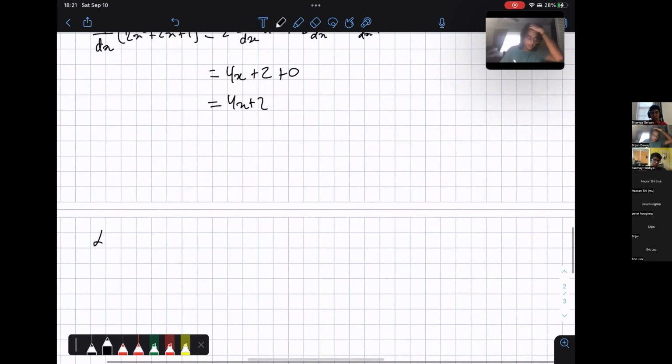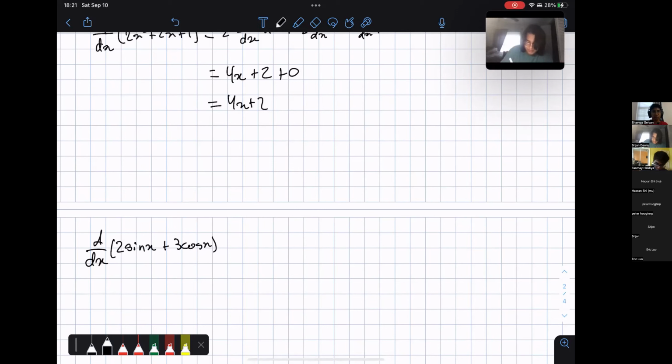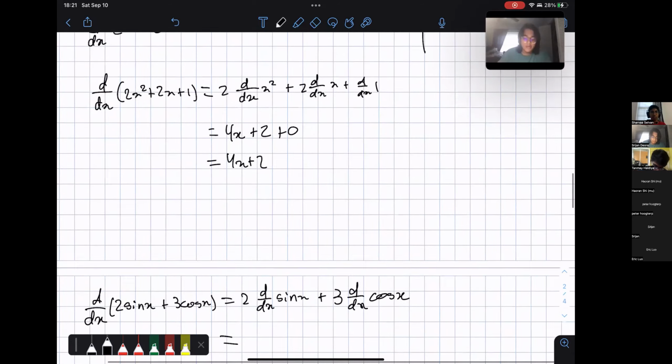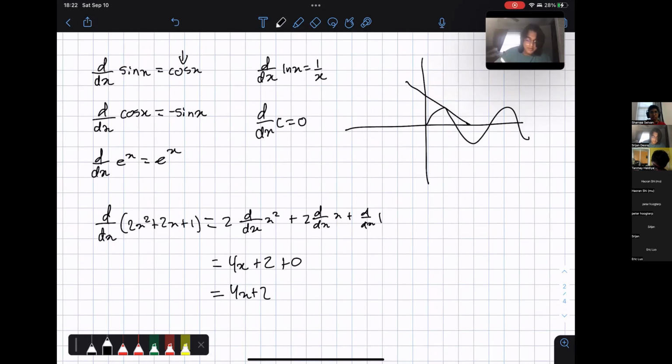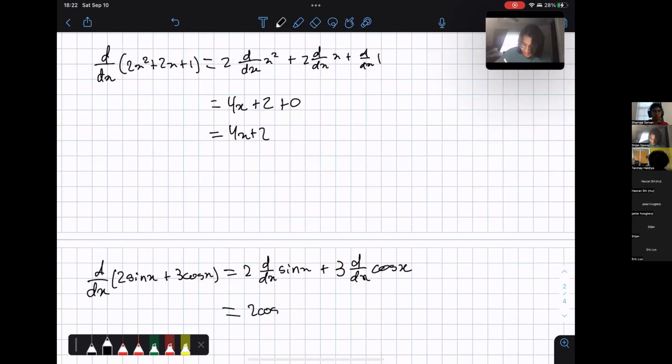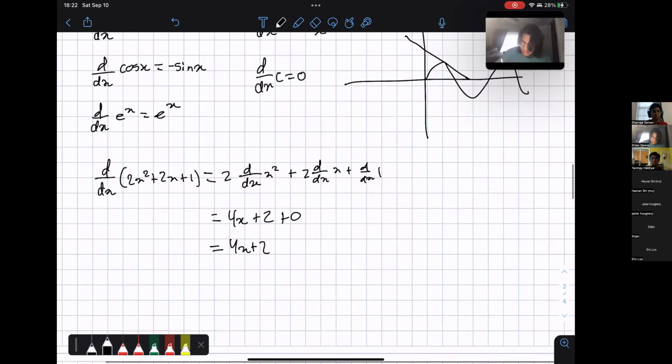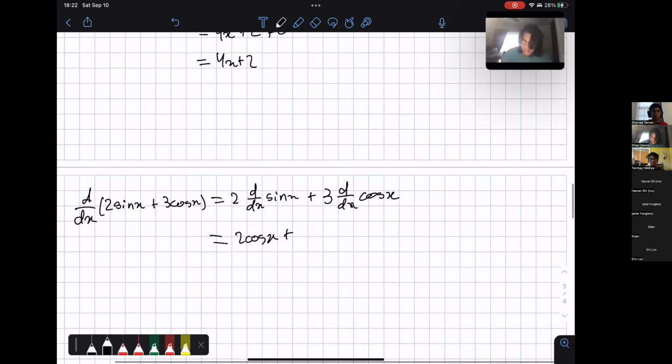Let's do another example with sine and cosine. The derivative of 2 sine of x plus 3 cosine of x is equal to 2 times the derivative of sine of x plus 3 times the derivative of cosine of x. If we look back to our table, the derivative of sine of x is just cosine of x. So 2 times cosine of x plus 3 times the derivative of cosine x, which is just negative sine of x. So this is negative 3 sine of x.